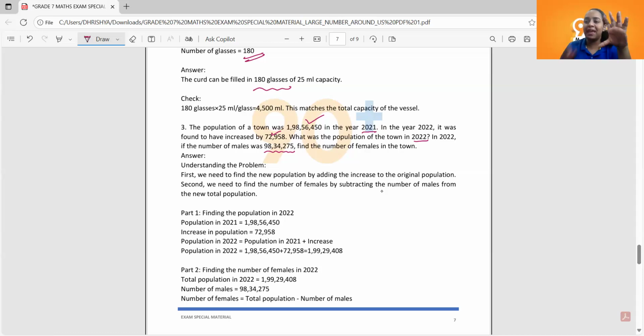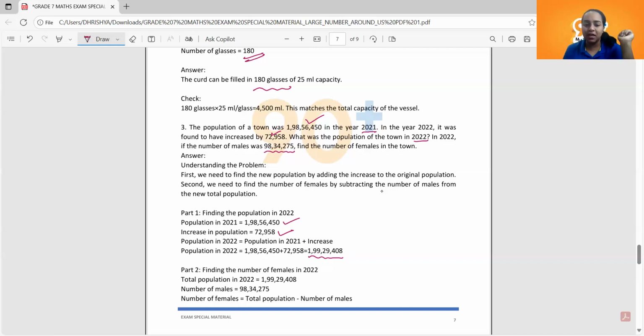Okay. So the population will be males and females, right? Now we have males, so we need to find the females. For that, first what do you need? First we need the population now in 2022. So, finding the population in 2022. In 2021, what was it? 1,98,56,440 was the population. What was the increase? 72,958 increased. So add the old population and this increase. So what will you get? 1,99,29,408. That is the current population.